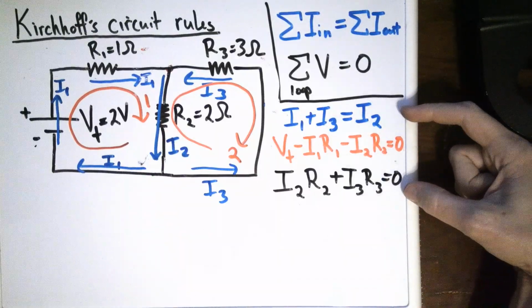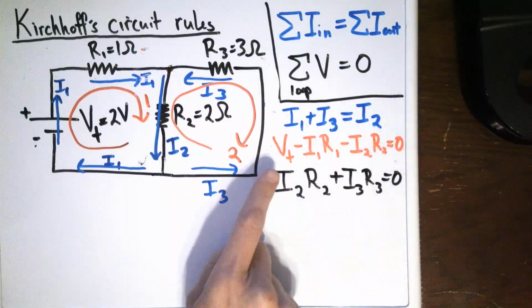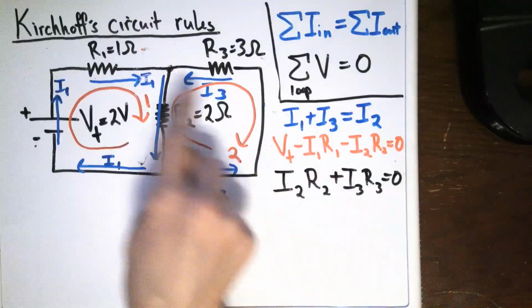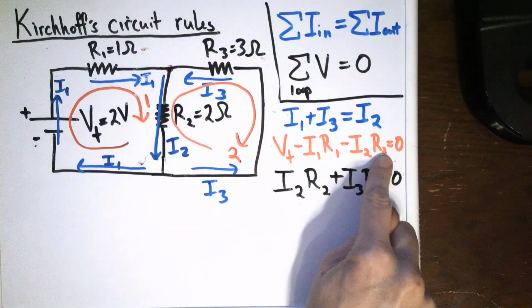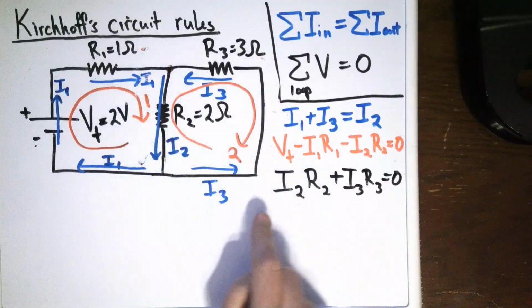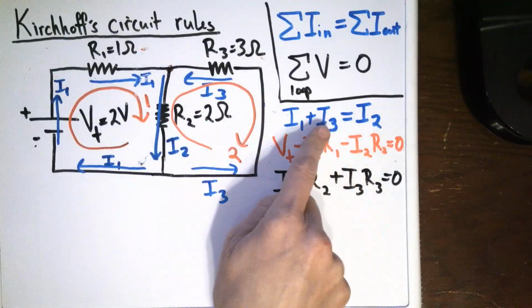All right, so here are my 3 equations. And you'll notice I know what the terminal voltage is. It's 2 volts. I know what resistor 1 is. It's 1 ohm. I know what resistor 2 is. It's 2 ohms. I know what resistor 3 is. It's 3 ohms. The only things I don't know are currents 1, 2, and 3.